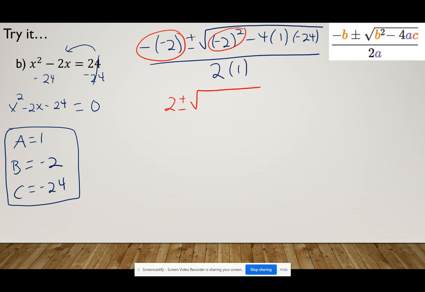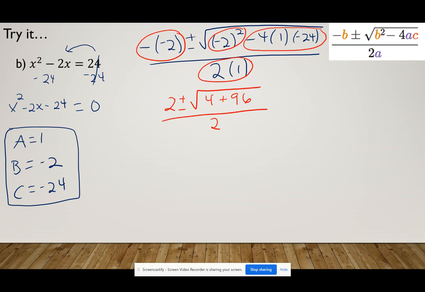Okay, negative 2 squared. So negative 2 times negative 2 is positive 4. And then this piece right here, so we have negative 4 times 1 times negative 24. So negative 4 times 1 is negative 4. Negative 4 times negative 24 gives me positive 96. And lastly, 2 times 1 gives me 2.